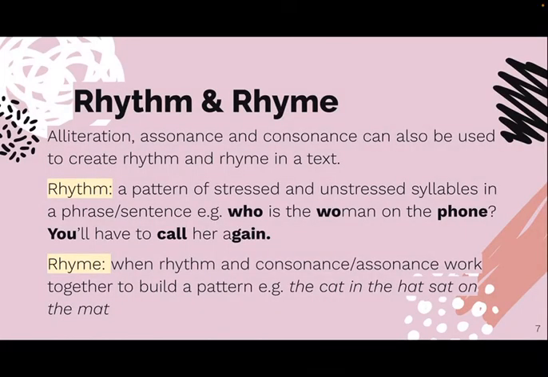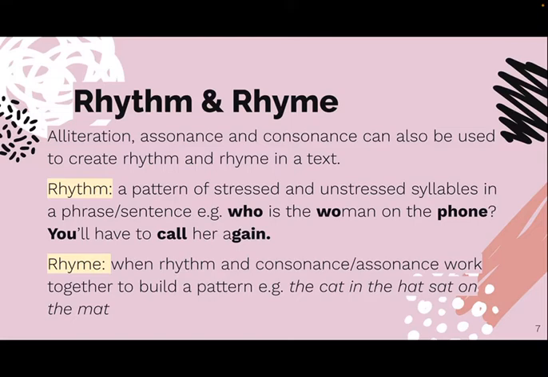Okay, rhythm and rhyme. So alliteration, assonance, and consonance can be used to create rhythm and rhyme in a text as well. So rhythm is a pattern of stressed and unstressed syllables in a phrase. So for example, here we've got stressed is bolded and the unstressed words or syllables are unbolded. So who is the woman on the phone? You'll have to call her again. Okay, so you can hear where the emphasis is on that, and that emphasis creates the rhythm in the text.